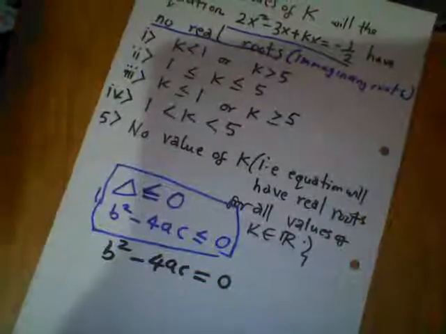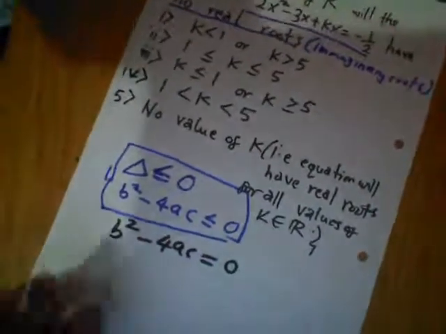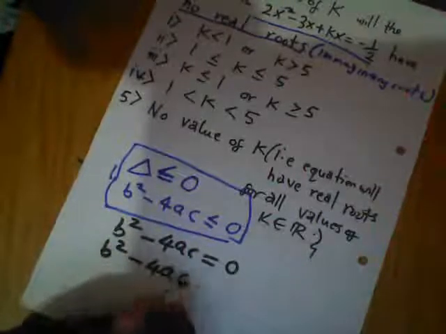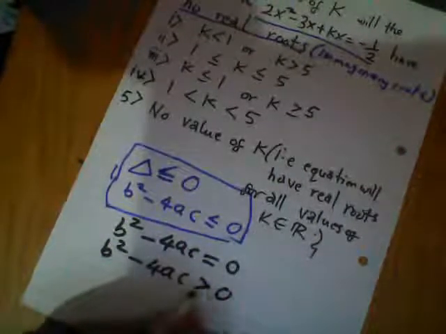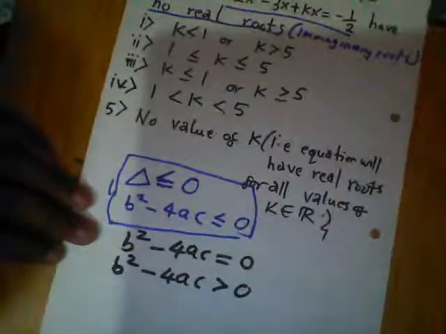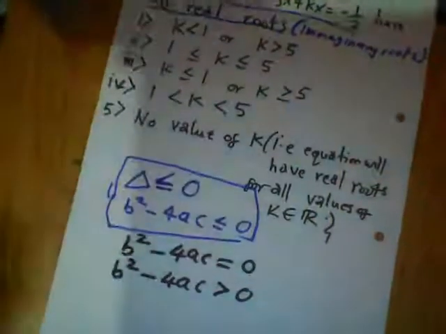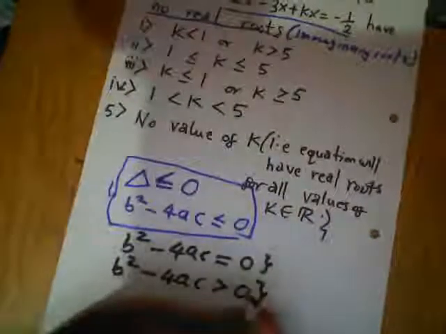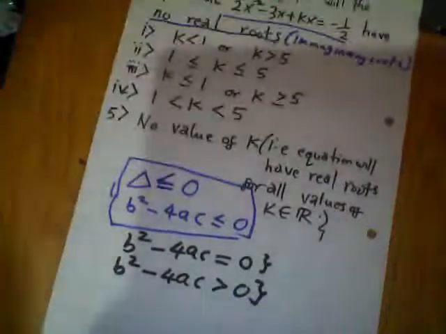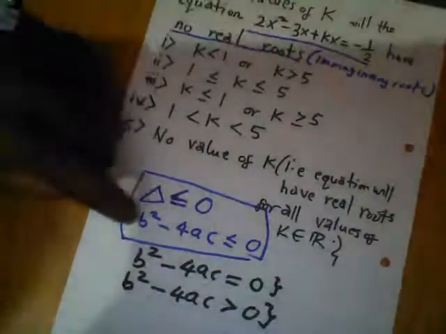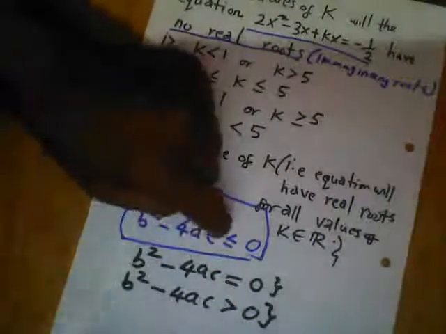And for unequal real roots, you say the discriminant, b squared minus 4ac, is always greater than 0. So this is for 2 equal real roots, and this is for 2 unequal real roots. Please go to my video and you'll find it. For now, when they say no real root, this is what you're going to use: b squared minus 4ac is less than 0.